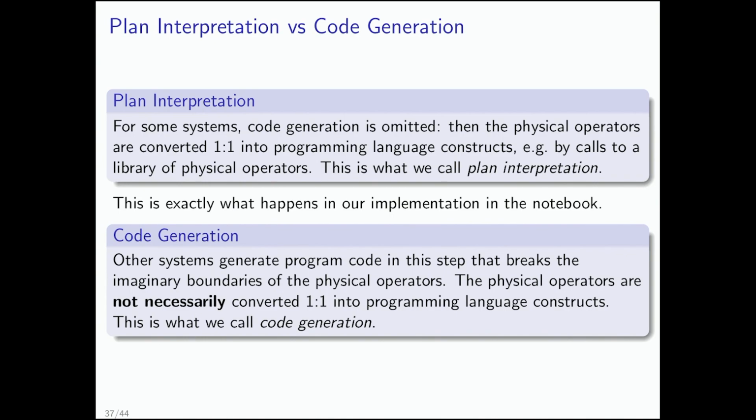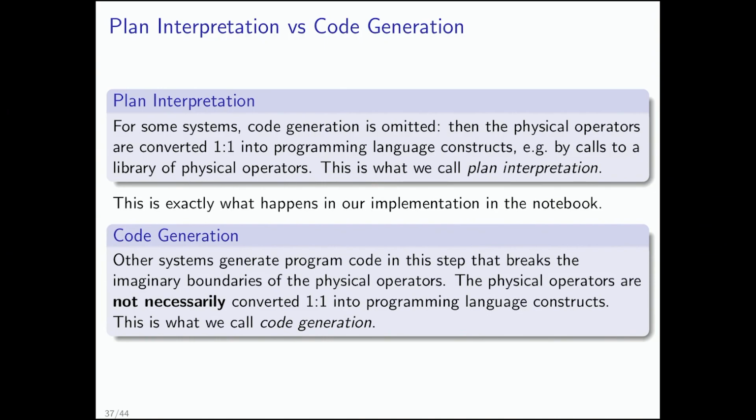Yeah? So you can either interpret the plan. That's what we do in the notebook. So we don't generate real code. But when you execute the operators in the relational algebra library of our projects, yeah, that is what you will be doing. There's no code generation going on. So the physical operators are converted one-to-one to programming language constructs by calls to a library of physical operators. So basically each of those physical operators has a method like evaluate or execute or something like that, and there the algorithm is written down. And that's what we call plan interpretation.